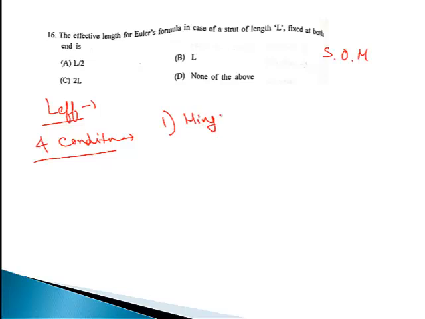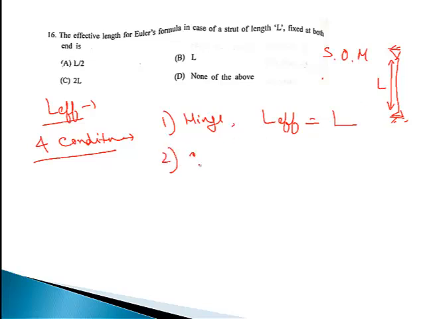Okay. Now this is again an easy question from the strength of materials column part. It's given: the effective length for Euler's formula in case of a strut of length L fixed at both ends. So if you know Euler, we have 4 conditions to find the critical load. First one is for hinged, L effective is equal to L, whatever the length. So if this is a column, both the ends are hinged. L effective is just the length.